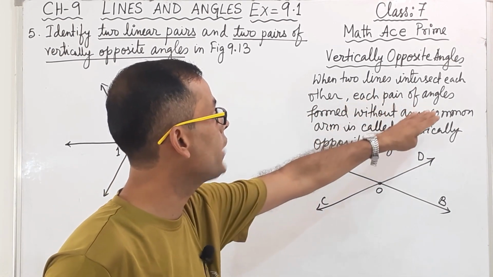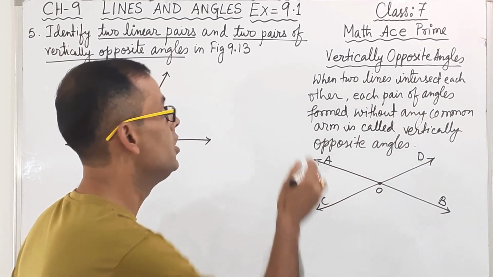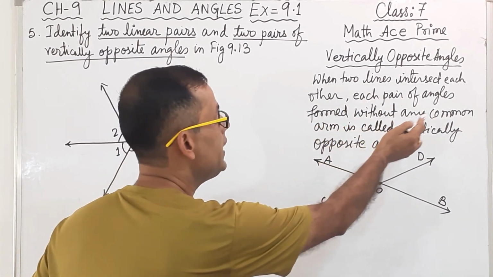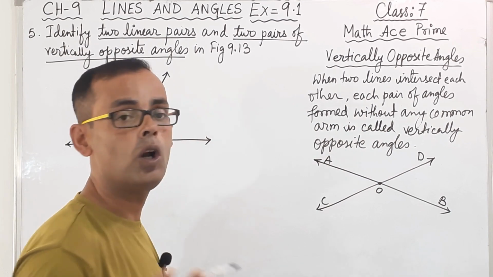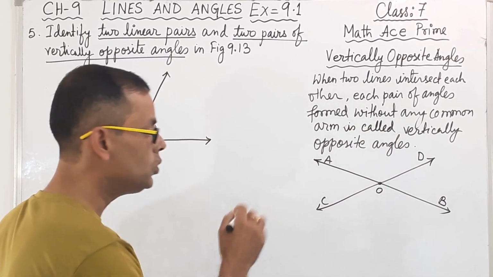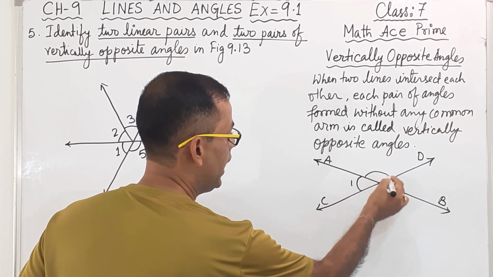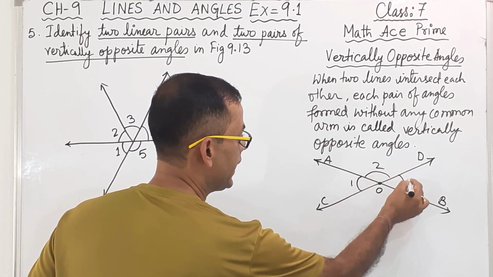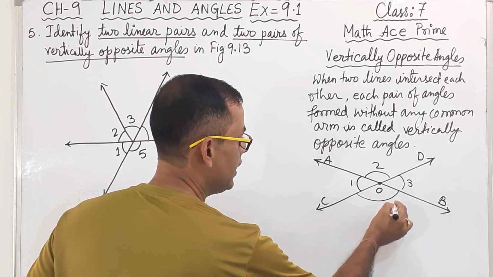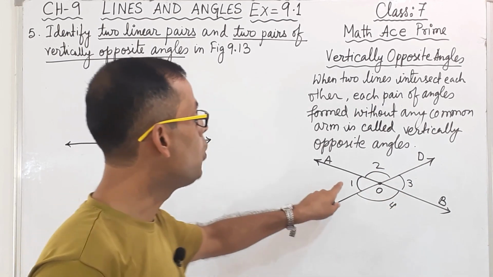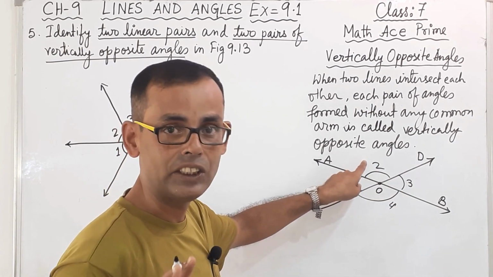Then each pair of angles formed without any common arm is called vertically opposite angles. How? Now suppose see this one, if I give the name angle 1, this is angle 2, this is angle 3, and this one is angle 4. Now 1 and 2, they are known as adjacent angles.